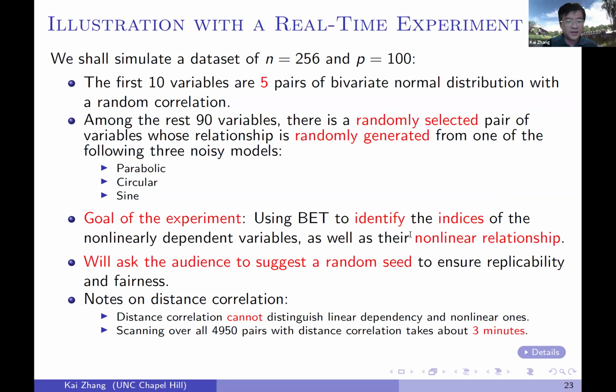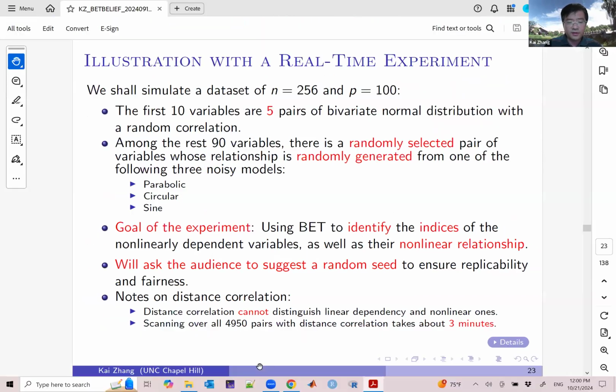So that's about the experiment. To ensure reproducibility and fairness, and also for fun, I'm going to ask you to suggest a random seed to begin the simulation. But before doing that, I would like to make a note, again, about the comparison with distance correlation. Distance correlation is not suitable for this task because it cannot distinguish linear relationships from nonlinear ones. Also, distance correlation is a little bit slow. Scanning all the 5,000 pairs over these 100 variables is going to take distance correlation about 3 minutes. So these are the 2 practical drawbacks of using distance correlation, and we can keep them in mind and compare when we're doing the simulation.